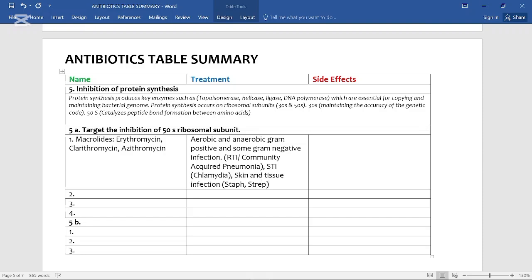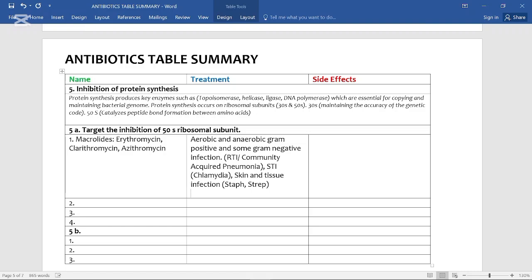Yeah, so it's very good. Macrolides are very good for dealing with aerobic and anaerobic gram-positive and some gram-negative infections. Good for RTIs, especially for those clients who have got community-acquired pneumonia. For STIs, like those caused by chlamydia, and skin and tissue infections, like those caused by the genus staph and strep.